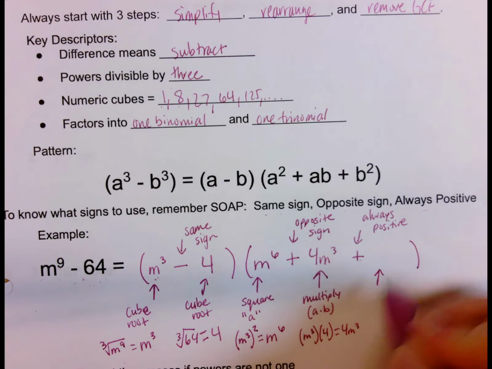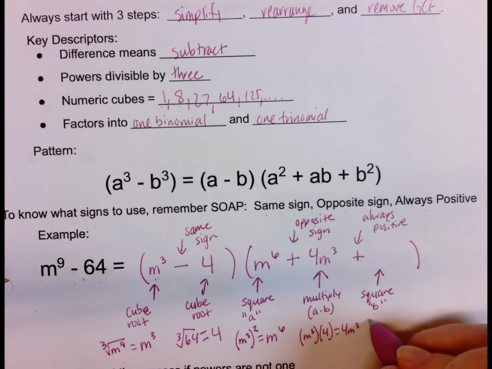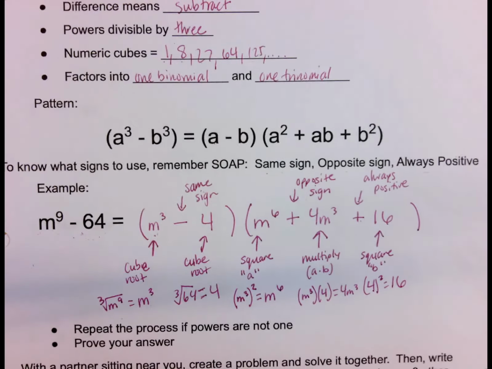And in the final spot here, we are going to square the b. We squared the a already, now we're going to square the b. So 4 squared is what we're going to do, which is 16.